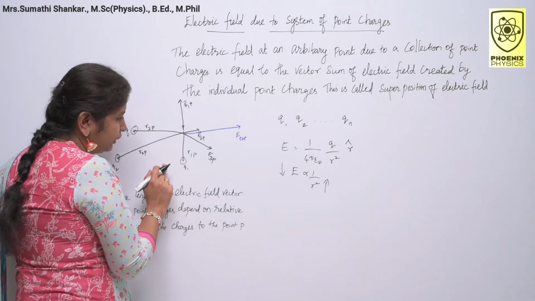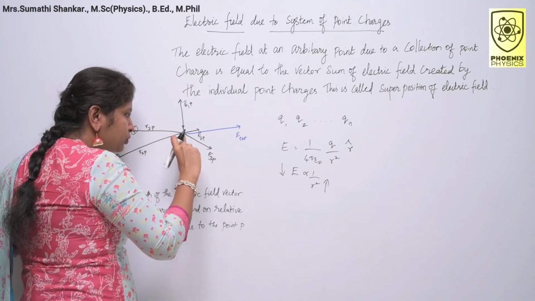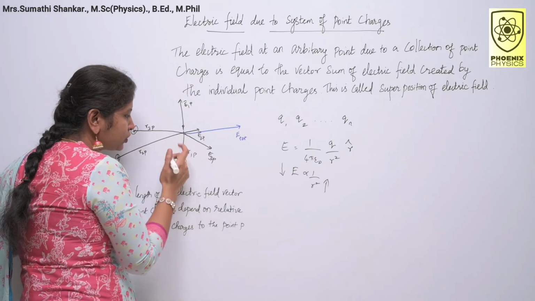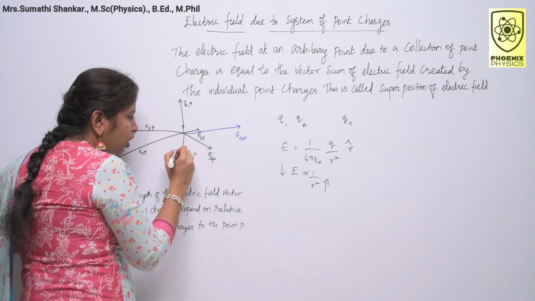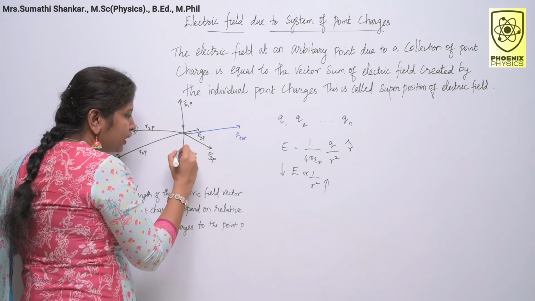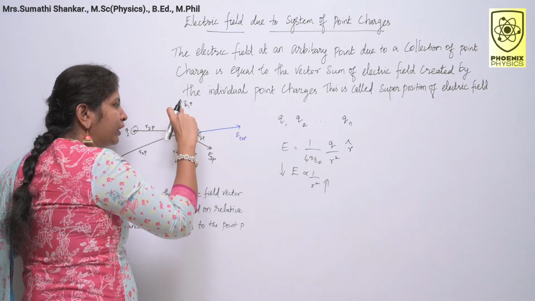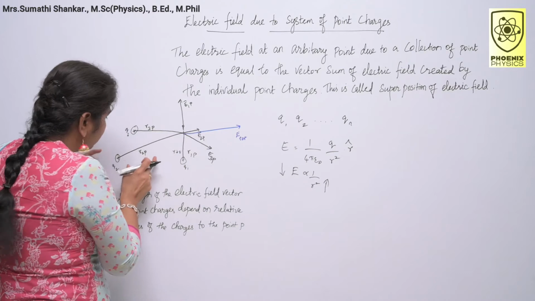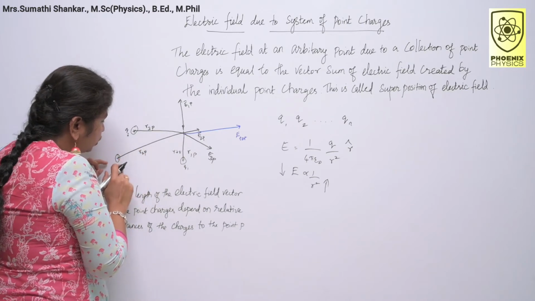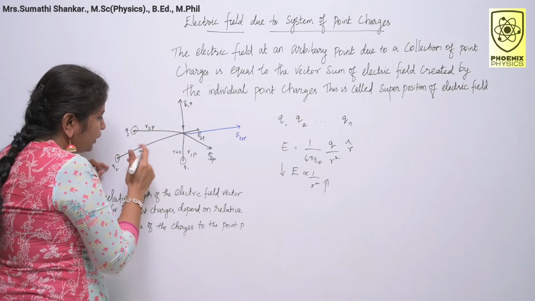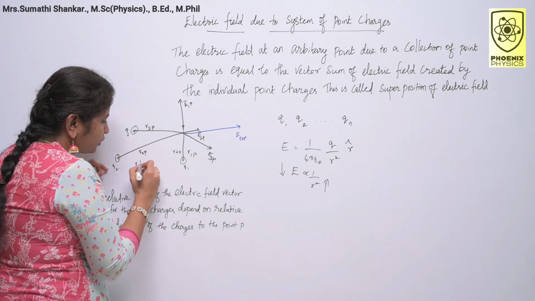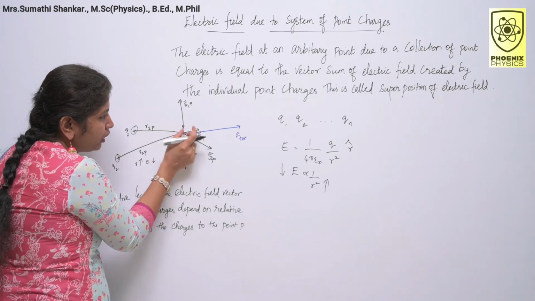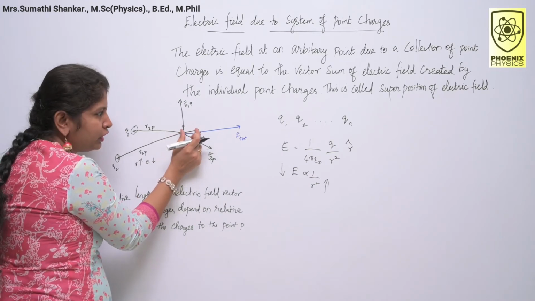Now coming to this diagram. The distance between Q1 to P is R1P. This distance R is small. So R small means E is large, right? That is why I have drawn this E1P this much length. Second one, the distance between Q2 to P is R2P. Here the distance is large. So E will be small. That is why I have drawn this much length. This is our E2P.